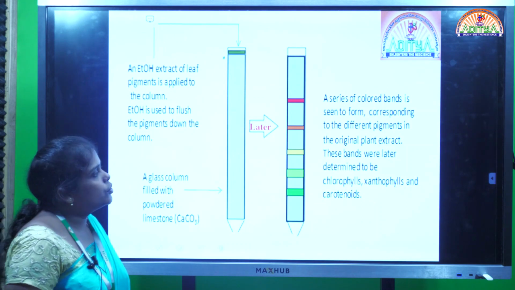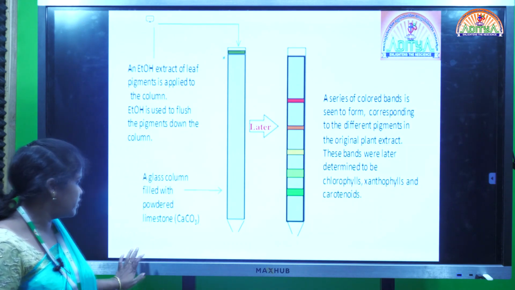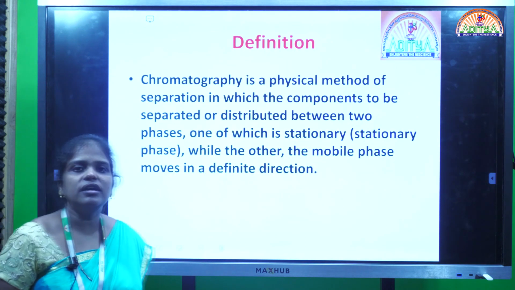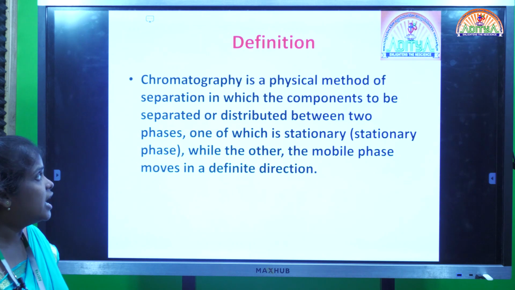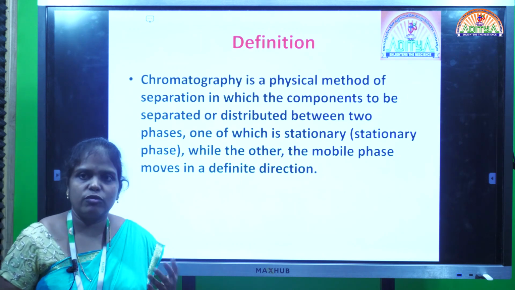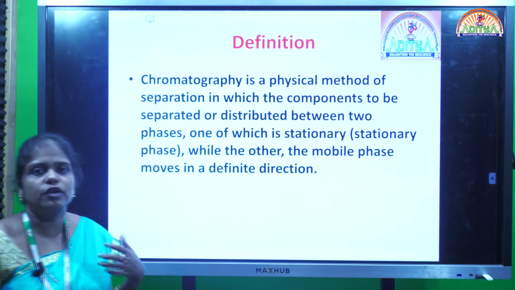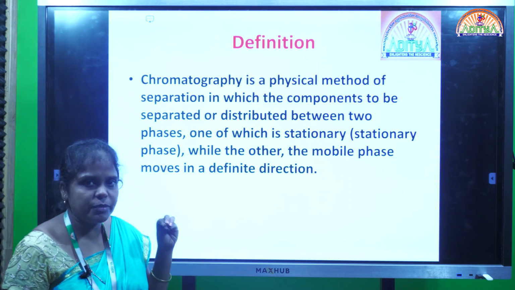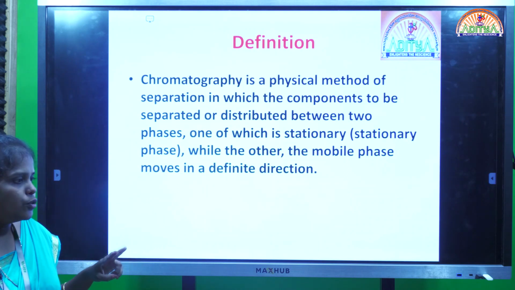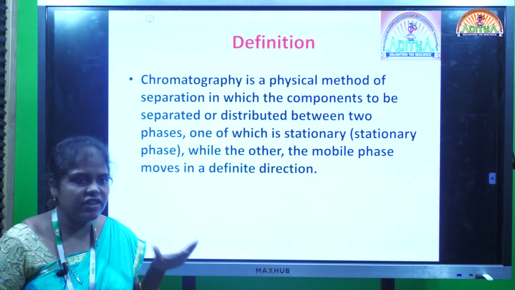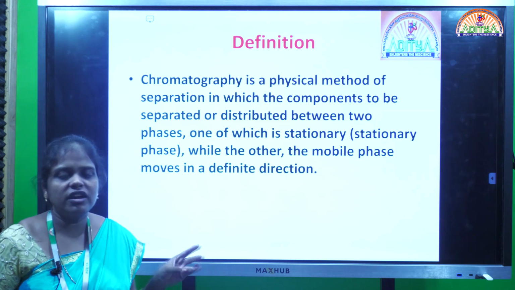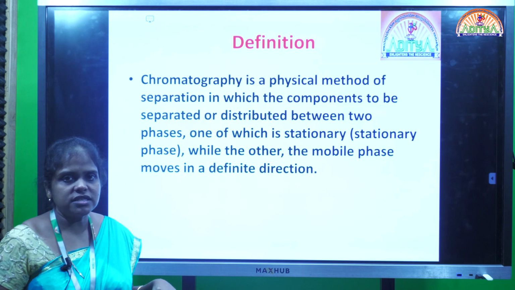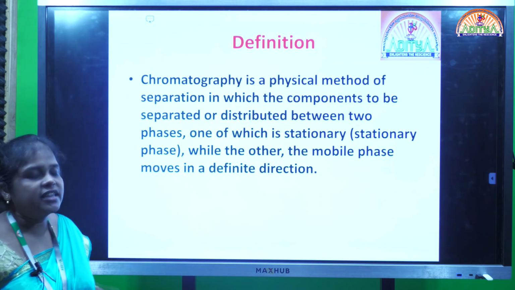Coming to the main definition, chromatography is one of the methods of separation in which the drug substance or components that we are going to separate should be distributed or introduced between two phases. Two phases means two separate phases, such as solid or liquid, gas or liquid, liquid or liquid, any two separate phases. One is the stationary phase and the other is the mobile phase.